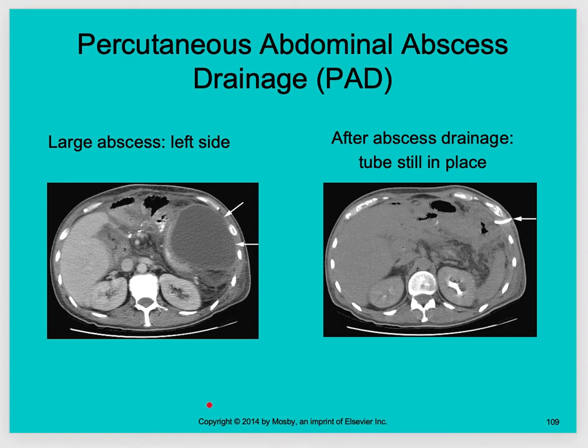So percutaneous abdominal abscess drainage, PAD. You can see the large abscess here. This is on a CT image. And then after the abscess drainage, the tube is still in place. You can see the tube here. It's going to remain in place until they feel like the drainage is good enough and they can remove it, and then that will go ahead and heal.